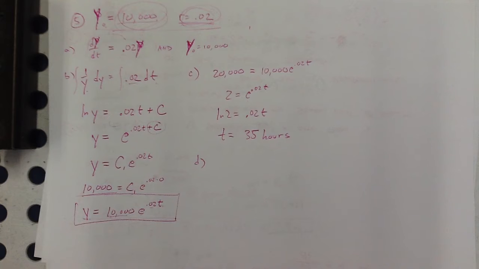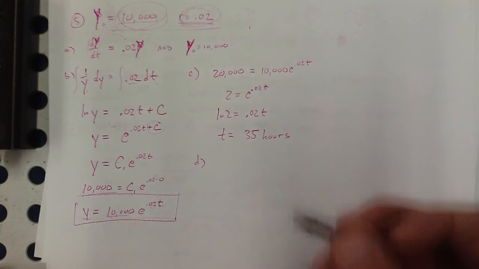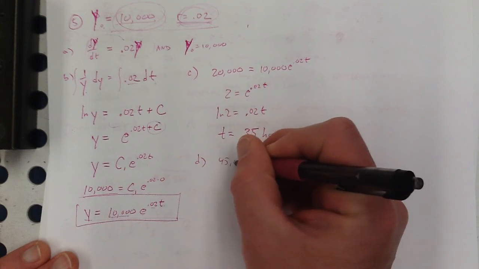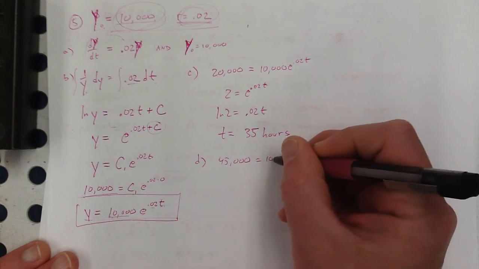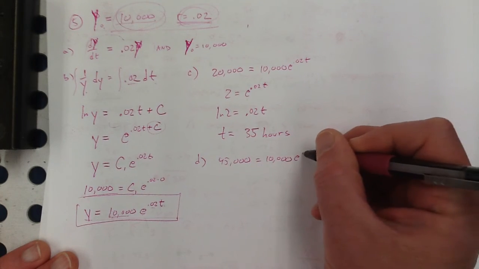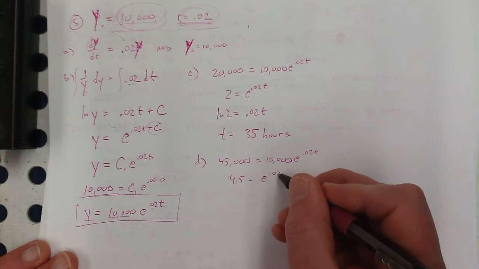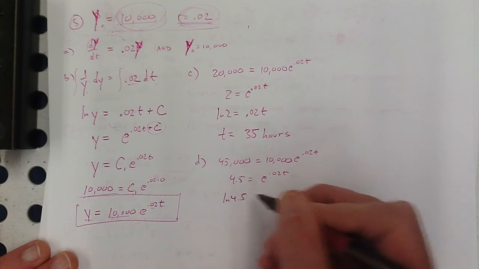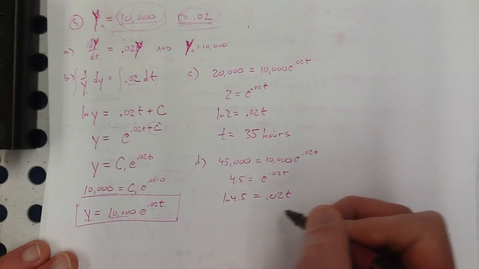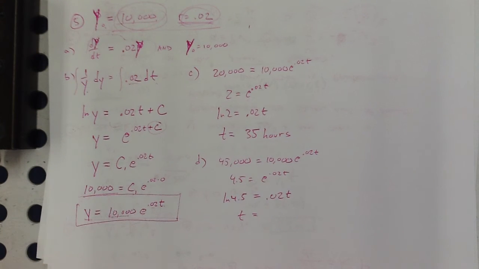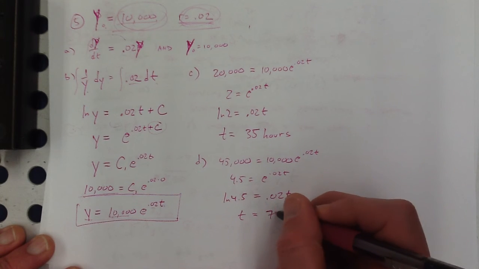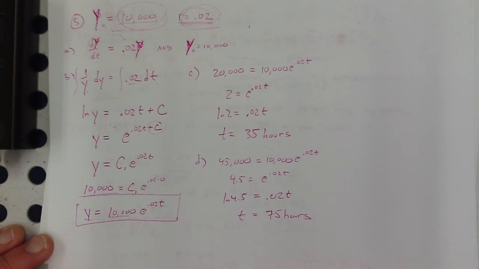All right. And part D. How long does it take the population to reach 45,000? So that's the same exact thing that I did there, except now I wanted to get to 45,000. So 4.5 is equal to e to the 0.02 t. Natural log 4.5 equals 0.02 t. So that gives me about 75 hours, rounded to the nearest hour.